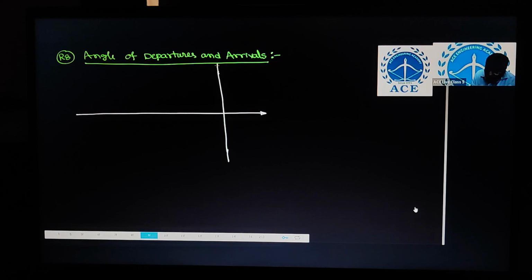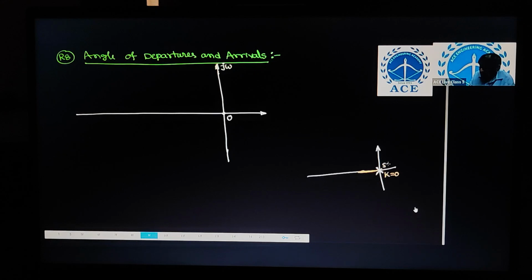Why don't we require angle of departure and arrival for real poles and real zeros? Anybody? For example, listen, I'll take one pole here. What is the angle of departure for this pole? This side the root locus branch exists.